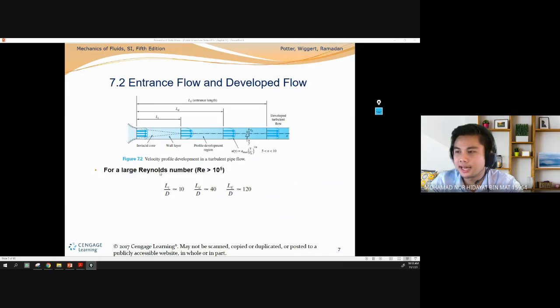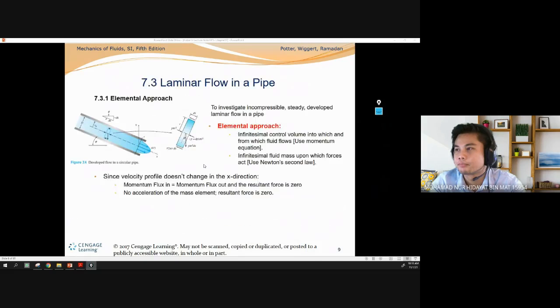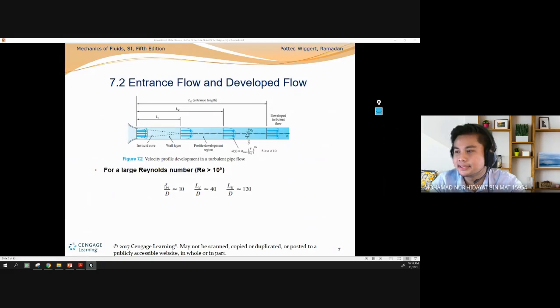So, for a large Reynolds number, we can see here, this is a very large Reynolds number. Sometimes at a very large Reynolds number, the flow becomes turbulent flow. Remember that Reynolds number is a function of velocity, rho V D over mu. So higher velocity will increase the Reynolds number. The highest Reynolds number in this case is more than 10 to the power of 5.